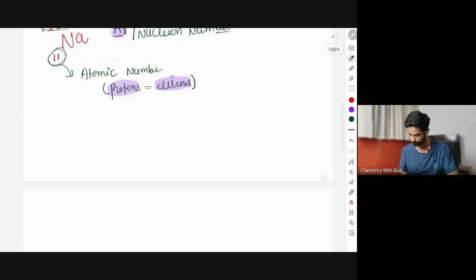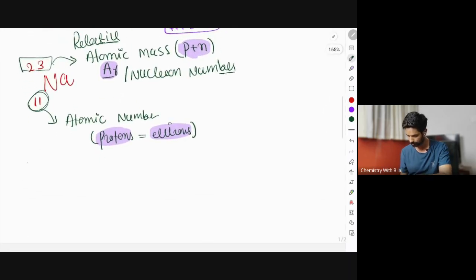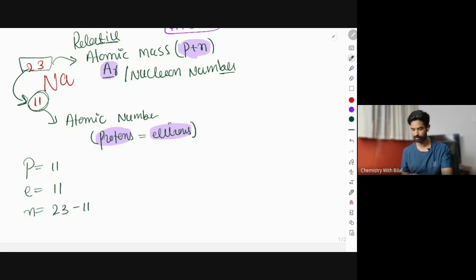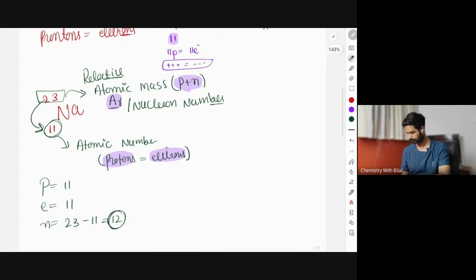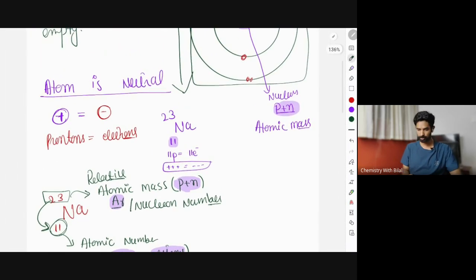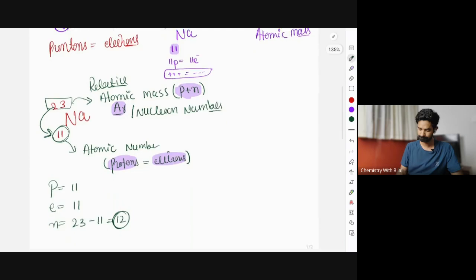Just for a revision, we know that this simple element has 11 protons. There is no charge, so it must have the same amount of electrons. And how to get the neutrons? You can find the difference of these two values. So subtract atomic number from atomic mass, you will get the neutrons. Make sense, everyone? Yes. So, yes, Ryan.